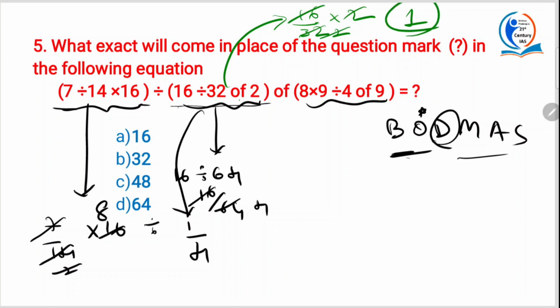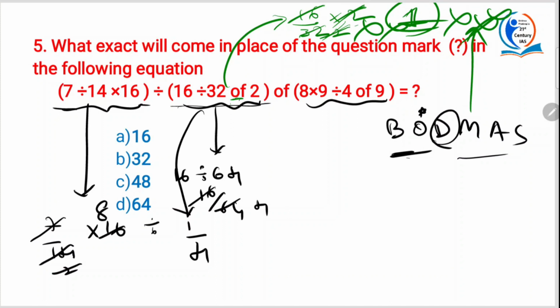If you're not following BODMAS and if you're doing whatever you feel like doing, 16 divided by 32 is how much? It is 1 by 2. "Of" means into, so into 2. So the 2s get cancelled, so 1 is the answer. This is wrong. You didn't give preference to "of" here. You have given preference to division over "of", and this is going against this BODMAS rule.